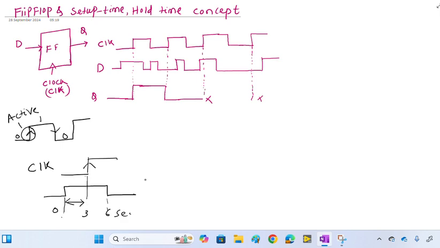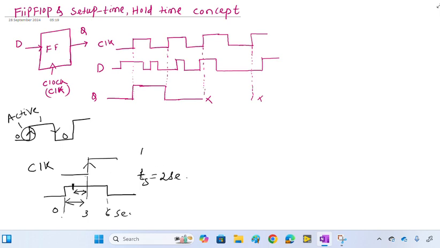So if the setup time ts is equal to 2 seconds, that means the edge is at 3 seconds, and 2 seconds before means 1 second. From 1 second, the data must be constant. As it is constant here, it is satisfying the setup time condition for the flip-flop. So the output will be a correct output.